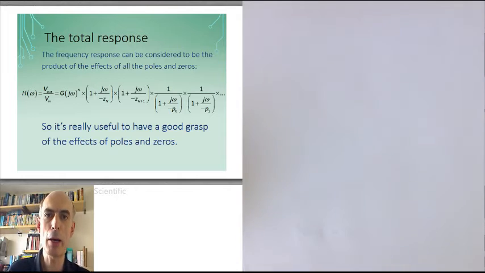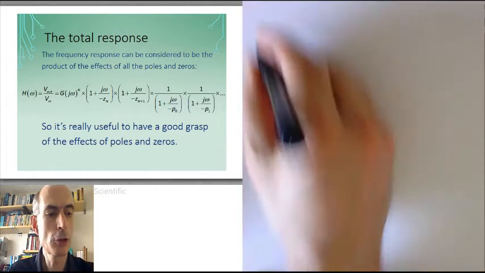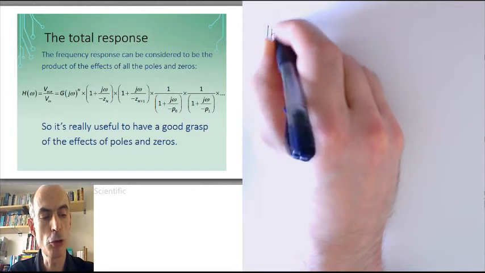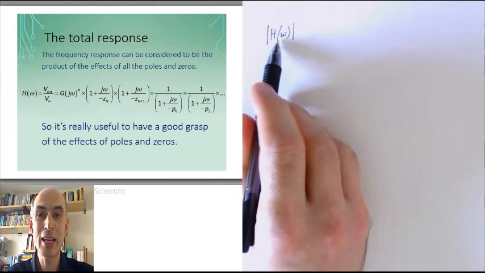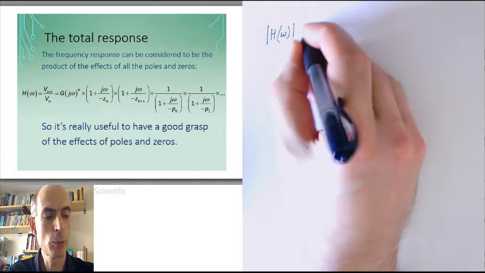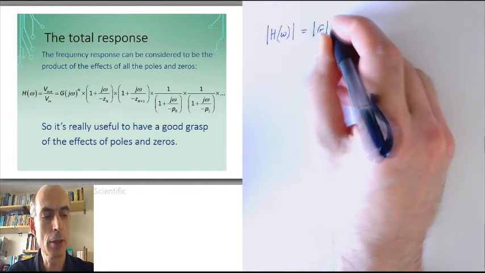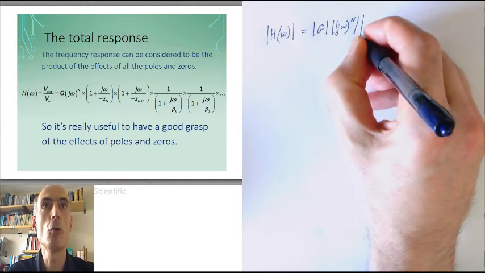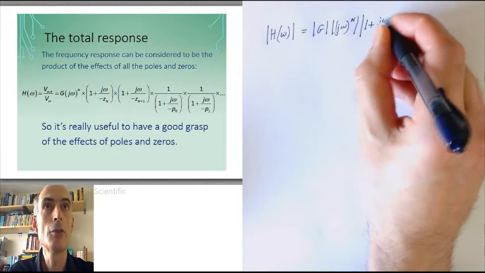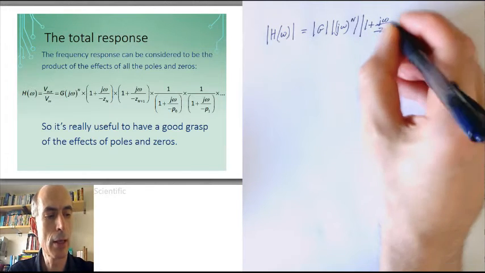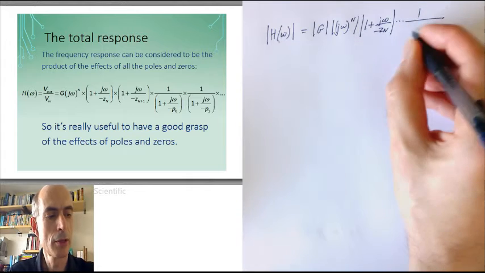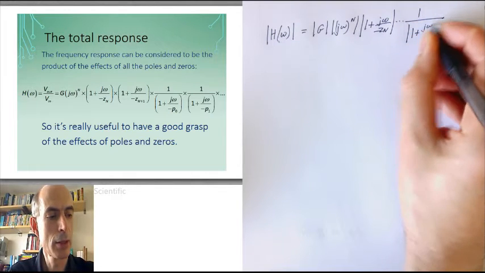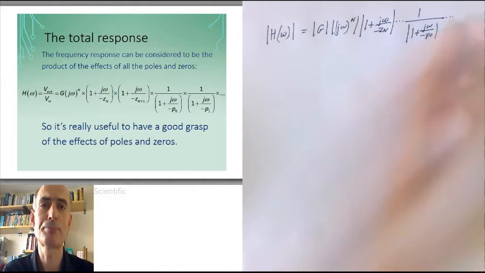If I'm concerned about the amplitude response, which in a lot of cases we will be much more concerned with than the phase response, I could write this in the form: the modulus of H of omega, because that is the amplitude response, is equal to the modulus of G times the modulus of j omega to the power of n times the modulus of all of these other terms, j omega over minus zn and so on, and 1 over 1 plus j omega over minus p naught and so on.